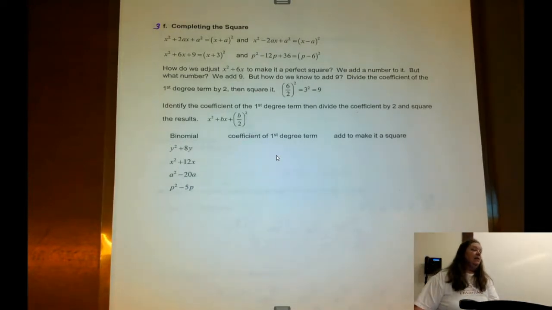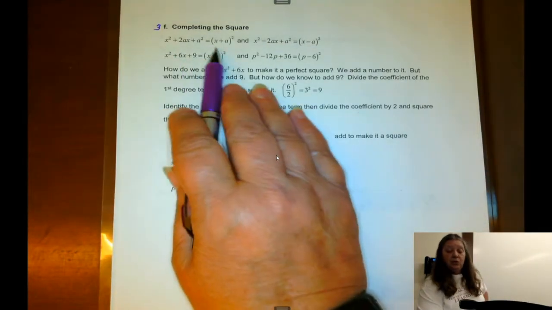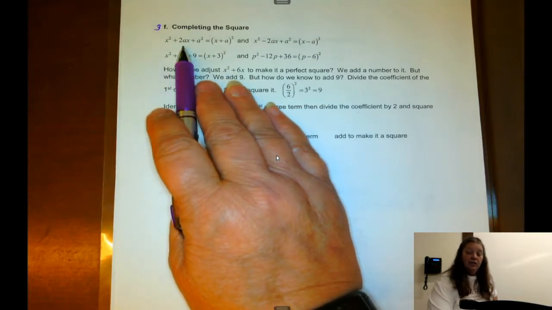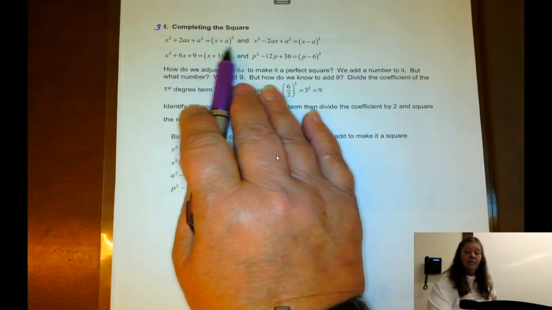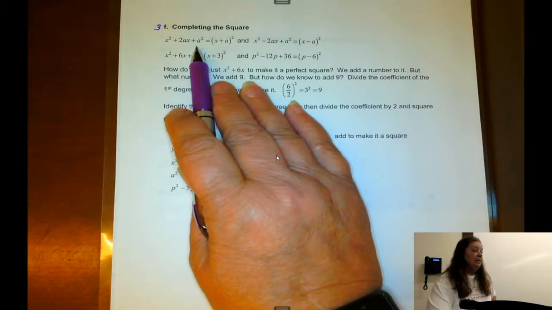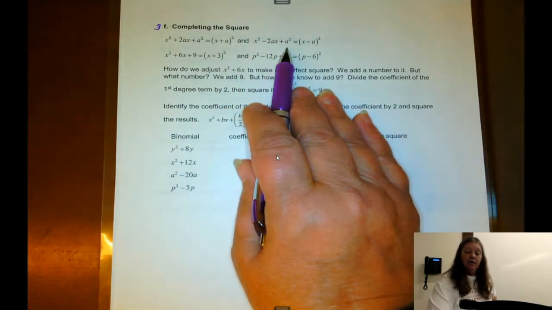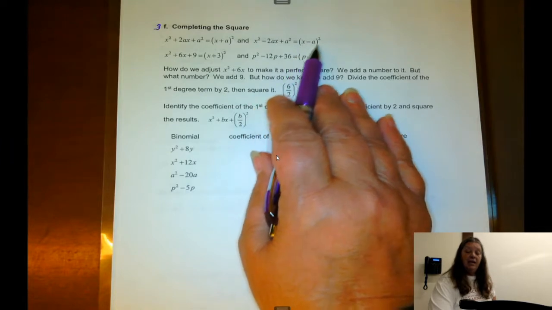Now, sometimes with the work you might be doing, you want to end up with a perfect square trinomial. However, what you have is not a perfect square. Remember, a perfect square: x squared plus 2ax plus a squared is x plus a, quantity squared. So x squared plus 2ax plus a squared is a perfect square trinomial, as is x squared minus 2ax plus a squared, which gives us x minus a, squared.